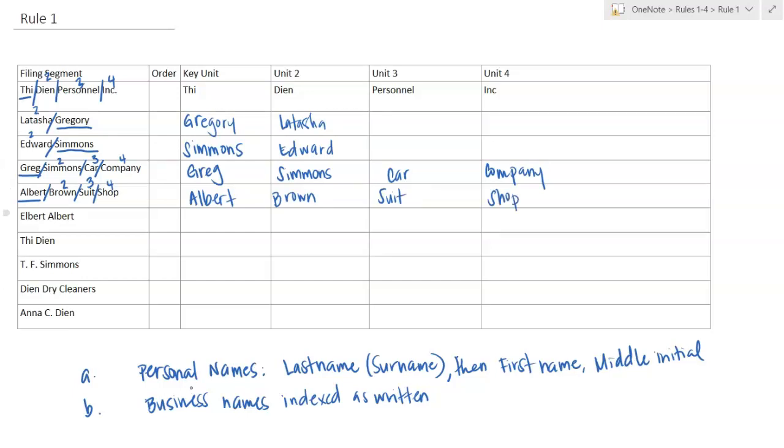The next one is Albert E. So here we're assuming that Albert is the person's first name and E is their last name. Because this is a personal name, we would file it by the last name first as the key unit, and Albert would be unit 2.